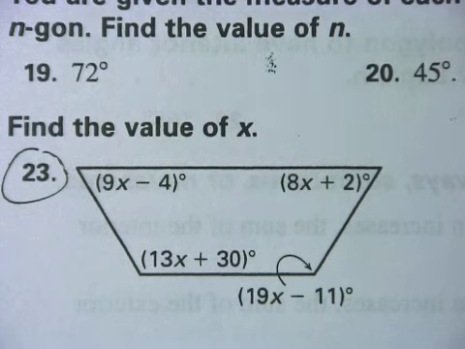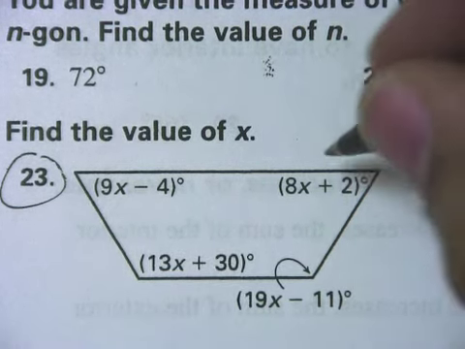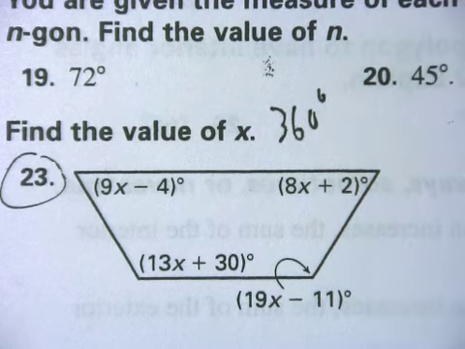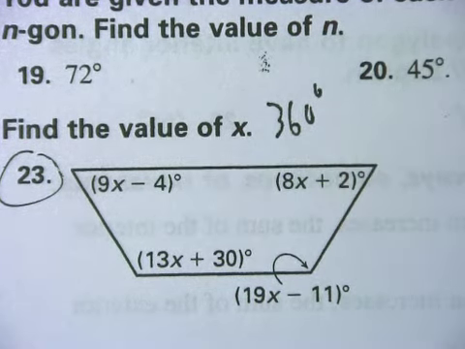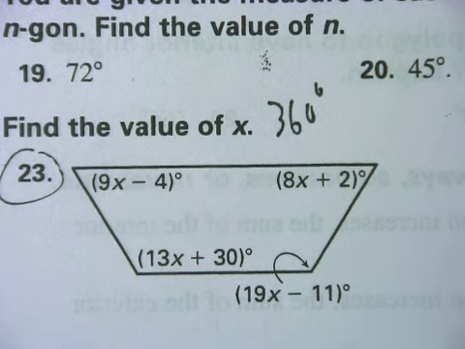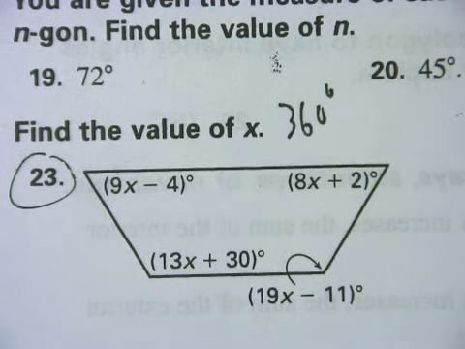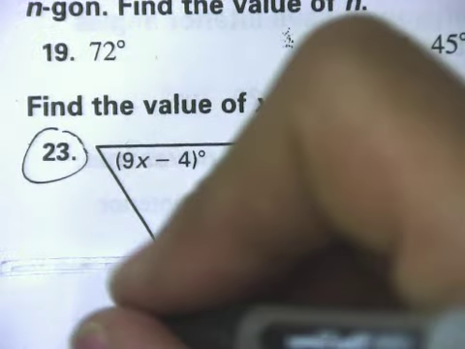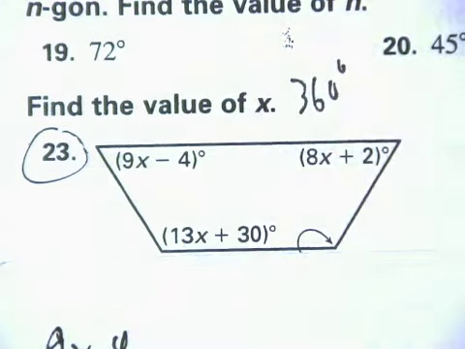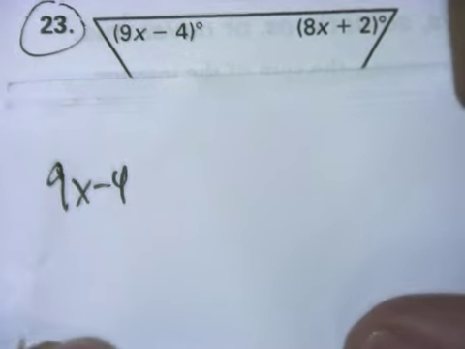Let's take a look at question number 23. For 23, they want us to find the value of x. Well, we know that it's a quadrilateral. We should know that inside of a quadrilateral, we have how many degrees? 360 degrees. So if I add up all of these angles together, they should all equal 360 degrees. Well, let's do that. Let's add up all of those angles together and have them equal to 360 degrees.